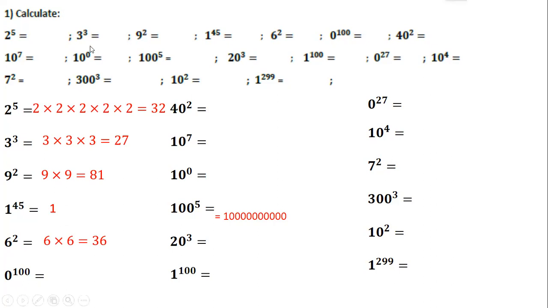Now I move to Ali Skaiki. 0 to the power 100. Should I write it as a multiplication sentence or we know the answer directly? No, we write 0. Yes, directly I write it 0. It's not necessary to write 0 times 0 times 0 times 0 because it will give me 0.